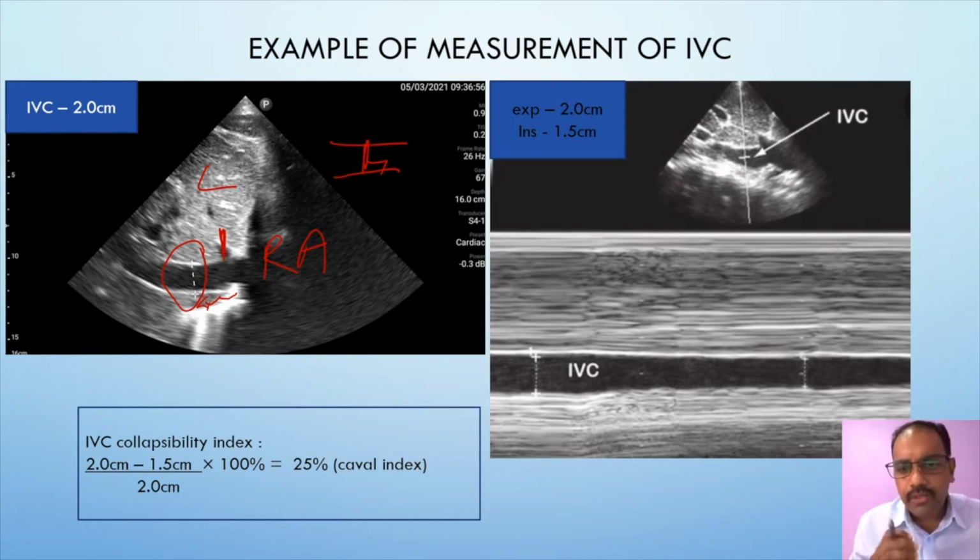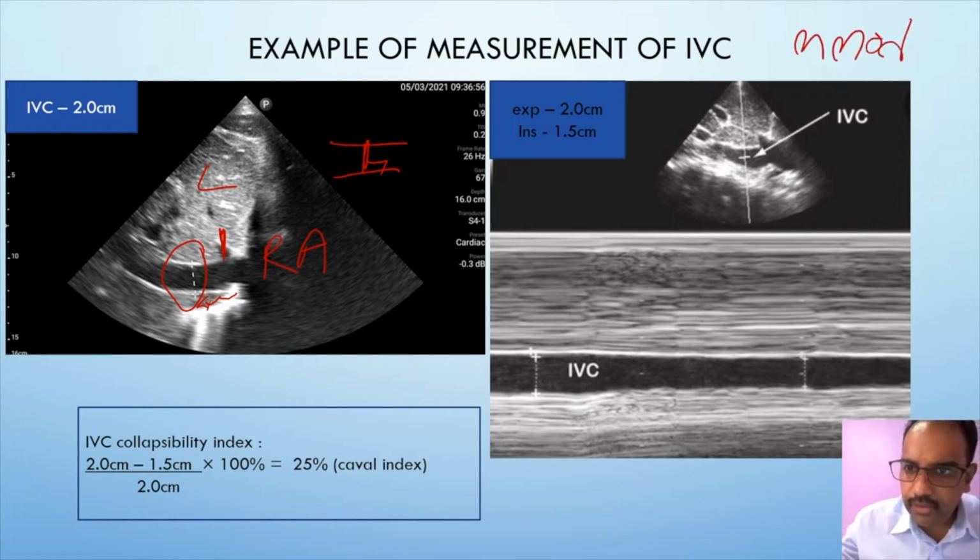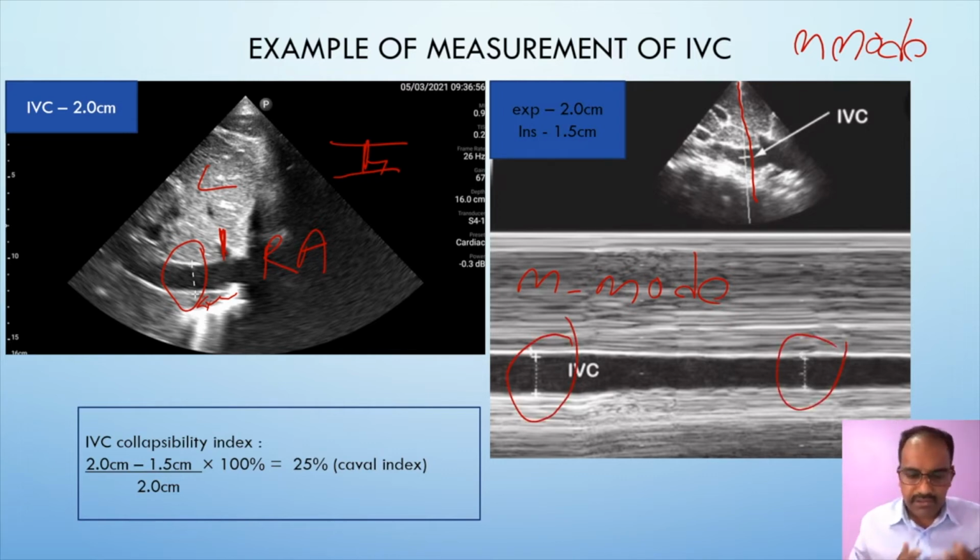So how are we going to measure in inspiration and expiration? When I get this view, I will click the M mode in the scan, and you will see a M mode appear, and you will get a M mode picture. I will freeze the picture, then take the maximum diameter and the minimum diameter. The maximum diameter represents expiration and the minimum diameter represents inspiration.